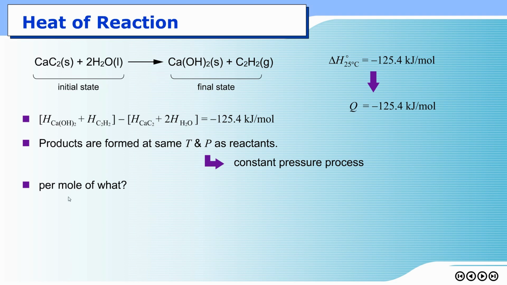Now, sometimes it would be very confusing for someone, especially when the stoichiometry numbers here are not 1. So please keep in mind that the term kilojoule per mole here, the number of moles right there, is supposed to correspond to the compound which has the stoichiometry coefficient of 1. So per mole of calcium carbide, or you can say per mole of calcium hydroxide, or per mole of acetylene. Okay? So you have to be clear.